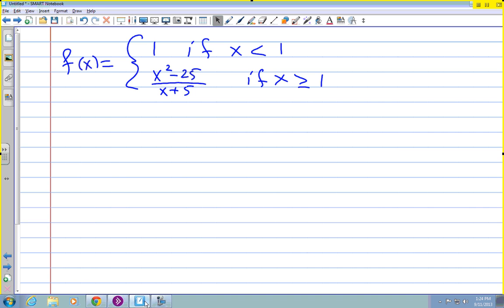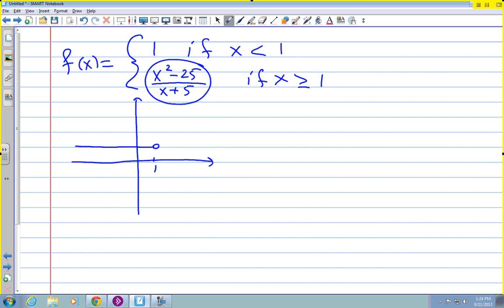So one part is pretty simple. For everything less than 1 on the x-axis, so here's 1, we just get a straight line, y equals 1, with an empty circle. Is that okay? For before 1. But after 1, it turns into this thing that we haven't really dealt with yet.